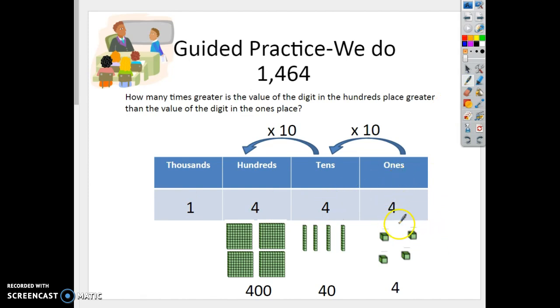So we've got 1,444. So in the ones, the 4 is only worth 4. 1, 2, 3, 4. Because in the ones, there's 4 ones. In the tens, it's worth 40 because there's 4 tens, 10, 20, 30, 40. And in the hundreds, there's 400, so it's worth 400, 100, 200, 300, 400. So again, when you go over, times 10. Go over, times 10. That keeps getting bigger as you move to the left. 10 times bigger if it's the exact same number. So 4, 40, 400.